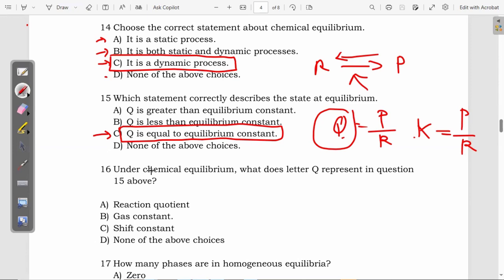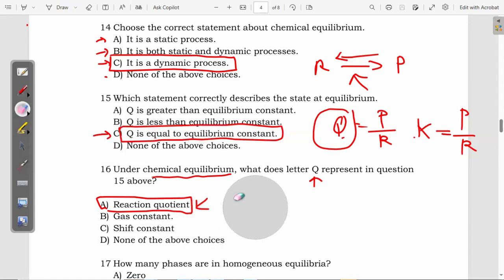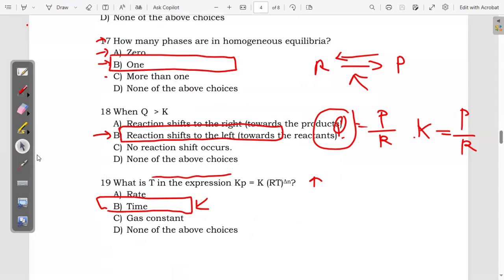And then 16, they're saying under chemical equilibrium, what does the letter Q represent? Oh, I've already said, it represents the reaction quotient, this one here. So that's that there. If there are any questions, you can ask. Otherwise, I'll move to question 17.